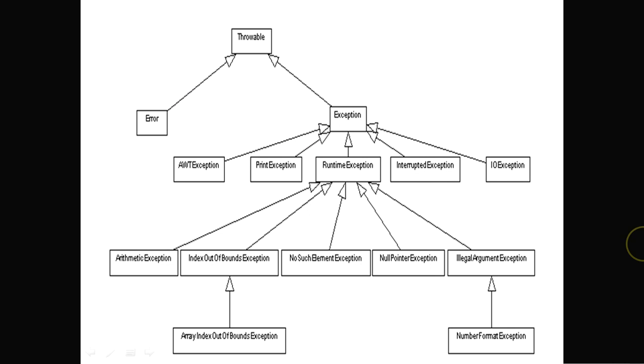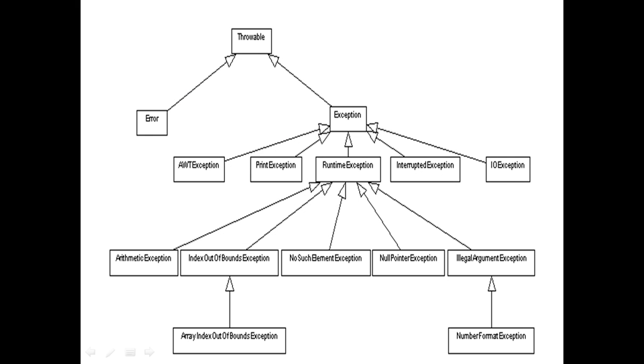So this is the exception hierarchy. The root of all exceptions in Java is Throwable. From there you inherit Error and Exception, and from Exception you inherit all these different kinds of exceptions like IO exception, runtime exception, interrupted exception, and then runtime exception has arithmetic exception, index out of bound exception. So these are all the exceptions that are provided by Java for you.